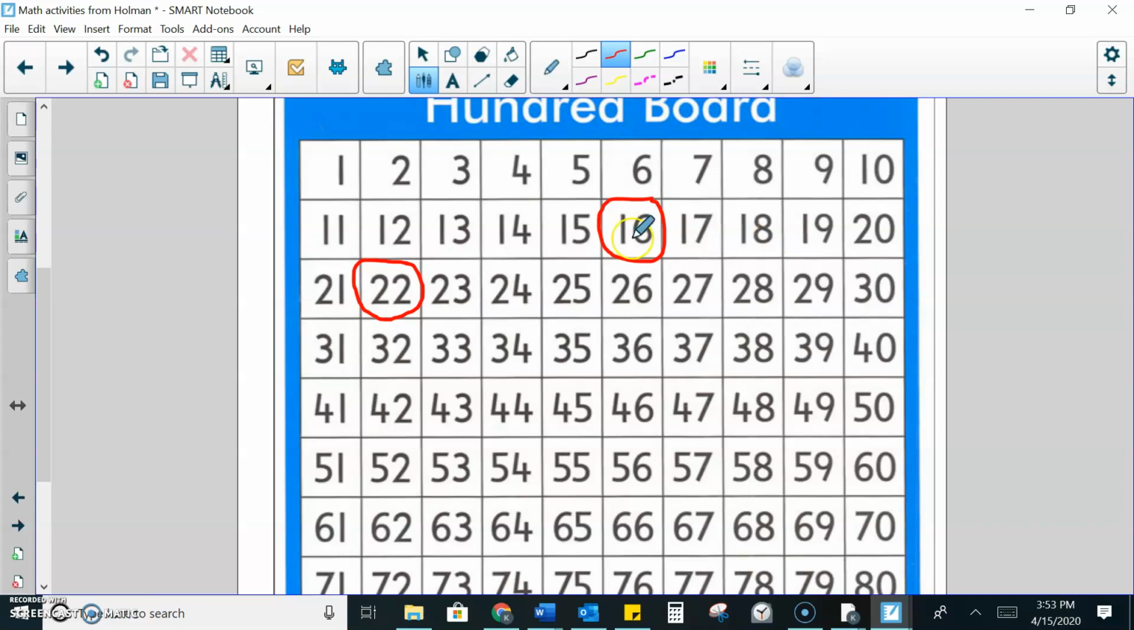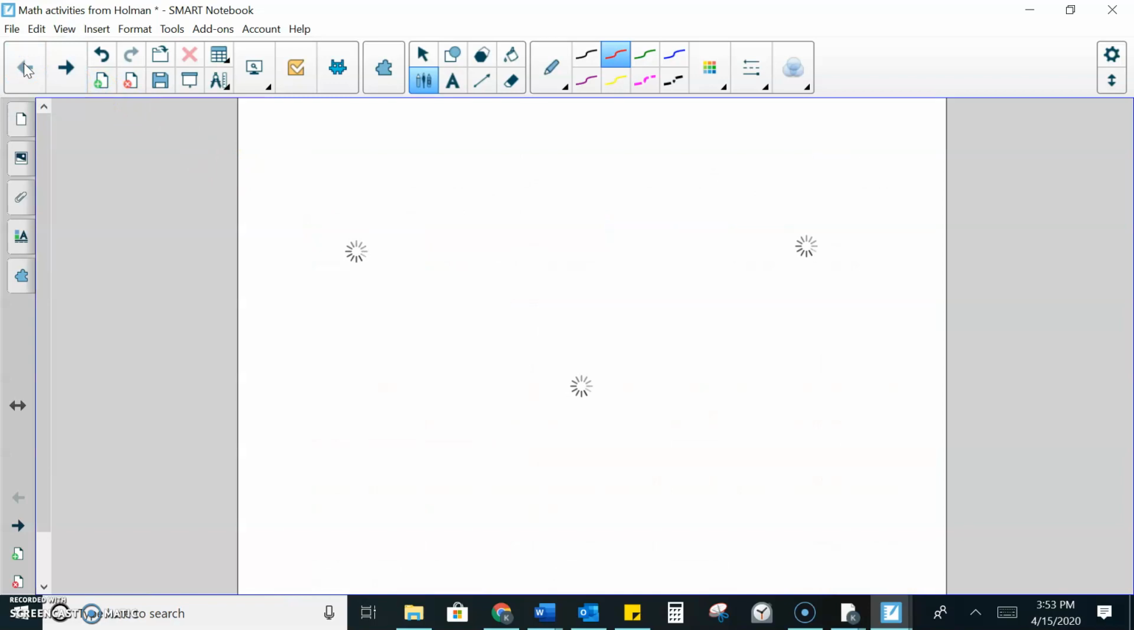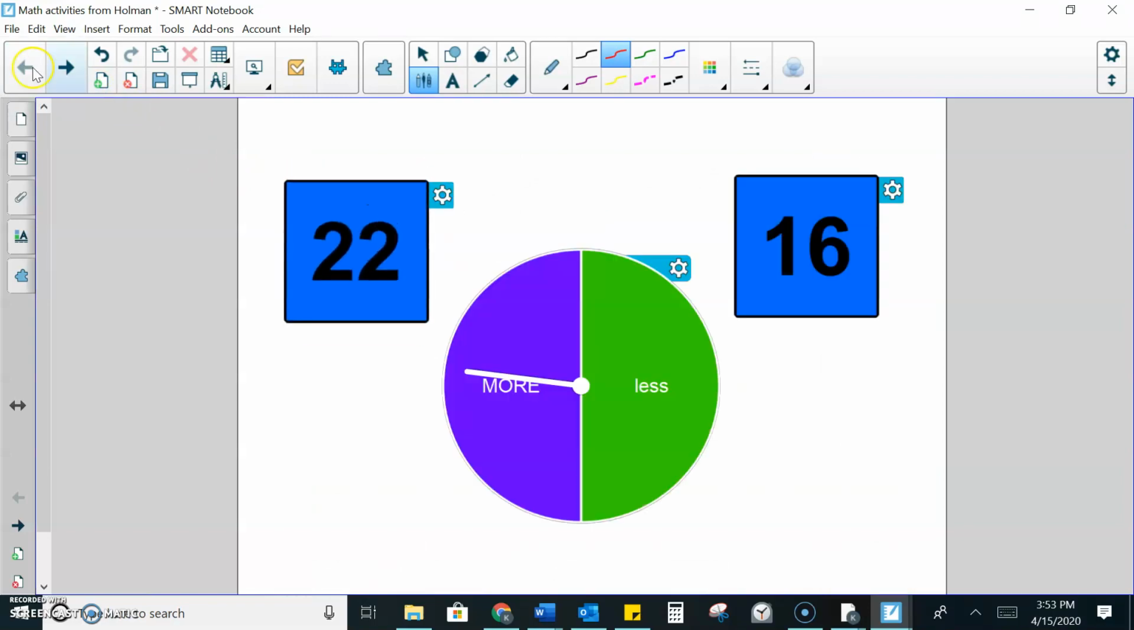The other way that I know that, even without looking at my hundreds chart, is that when I look at the number 22 and the number 16, I can see that the number 22 has two groups of 10, and the number 16 only has one group of 10. And I know that two groups of 10 is more than or greater than one group of 10. Okay, let's do it again.